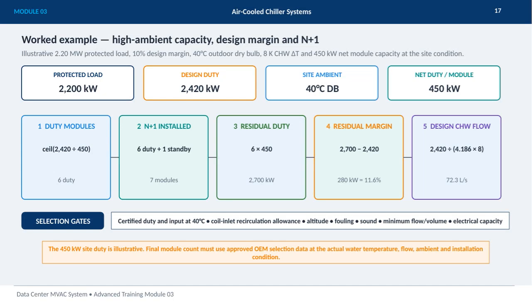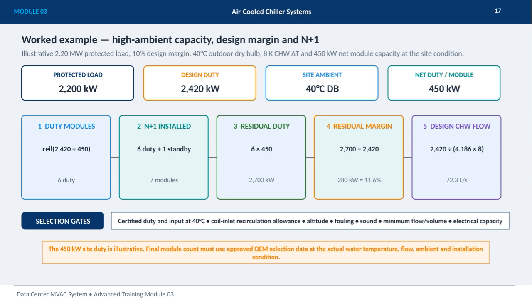Here we have a worked example that covers key concepts like high ambient capacity, design margin, and N+1 redundancy for air-cooled chiller systems in a data center environment. The protected load is 2.2 megawatts, and with a 10% design margin, this brings our total design duty to 2,420 kilowatts. Given the site ambient temperature of 40 degrees Celsius dry bulb and an 8 Kelvin chilled water temperature difference, each module's net capacity at site conditions is 450 kilowatts.